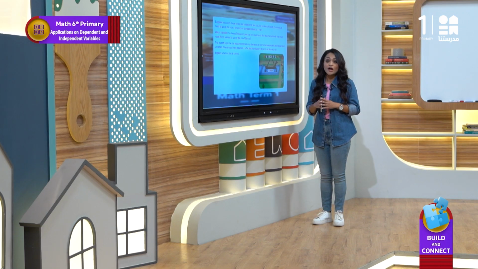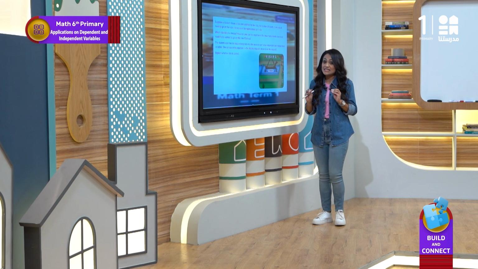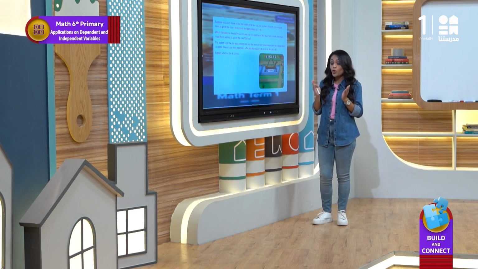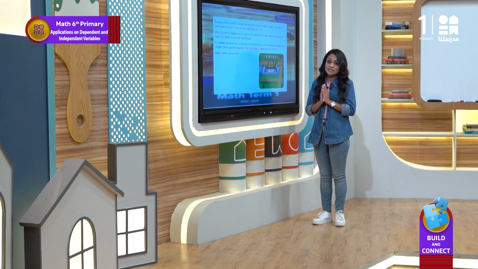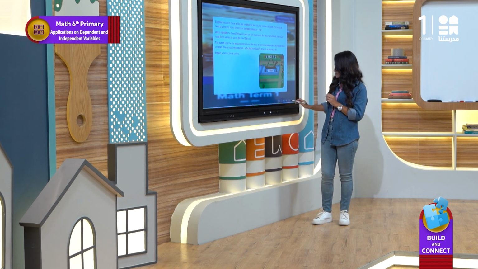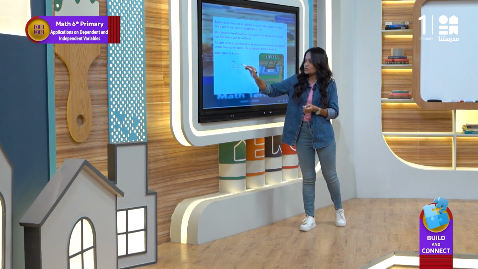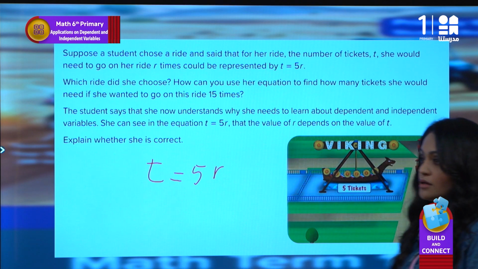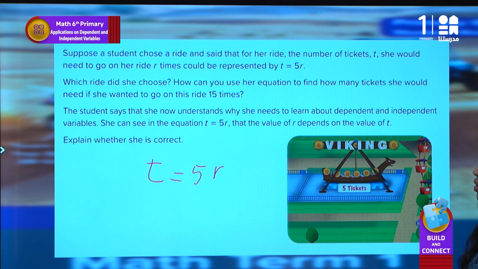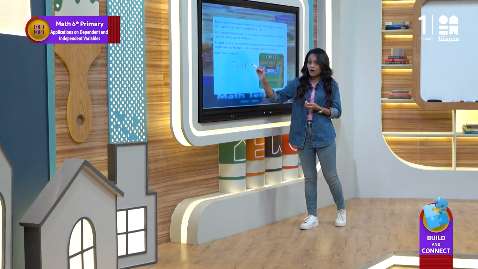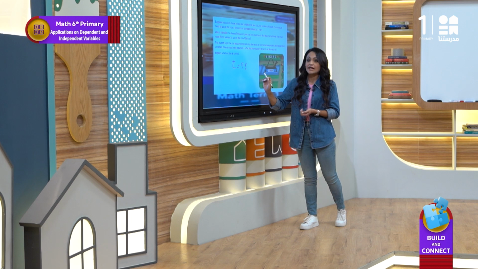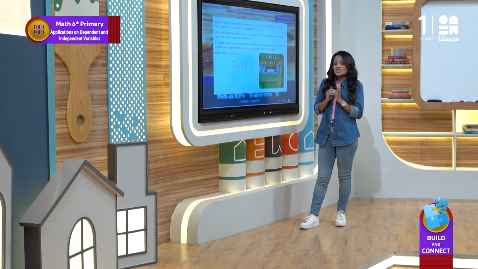First, let's write the following equation. T is the sum of all tickets that you will need, so it equals the value of tickets, which is 5, multiplied by r. So, T equals 5 multiplied by r. So, we are going to replace r with 15, exactly.